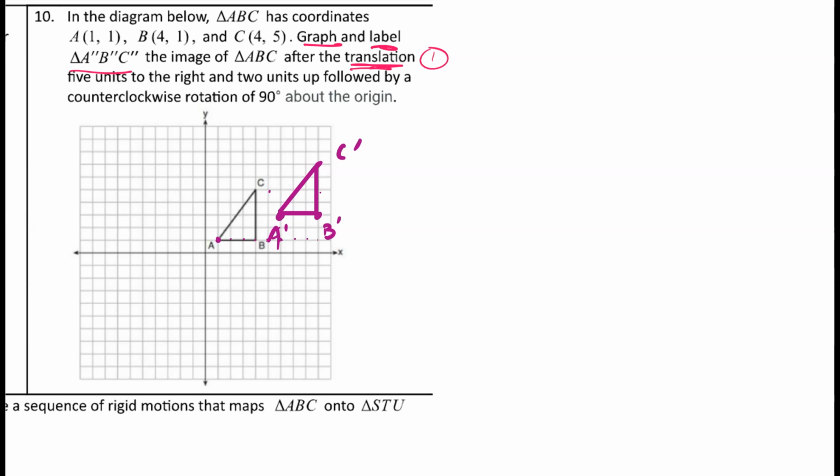Not our final answer here, but what we have currently, we've got A prime at 1, 2, 3, 4, 5, 6, 1, 2, 3.